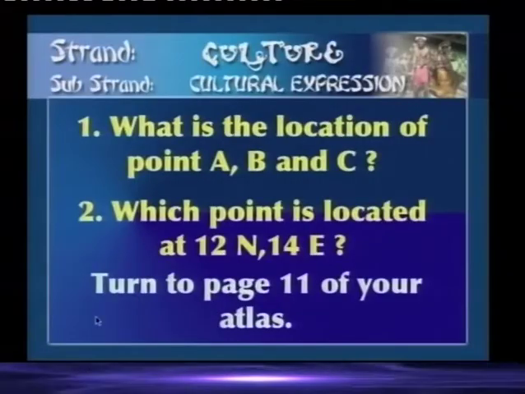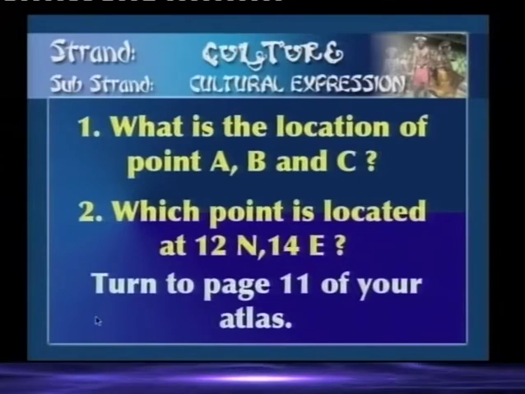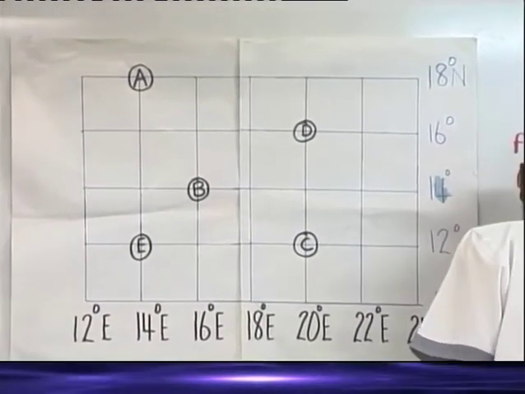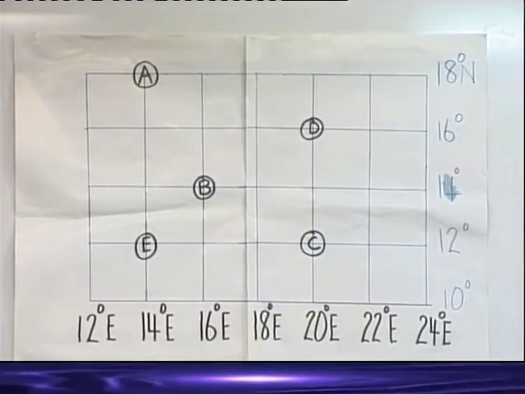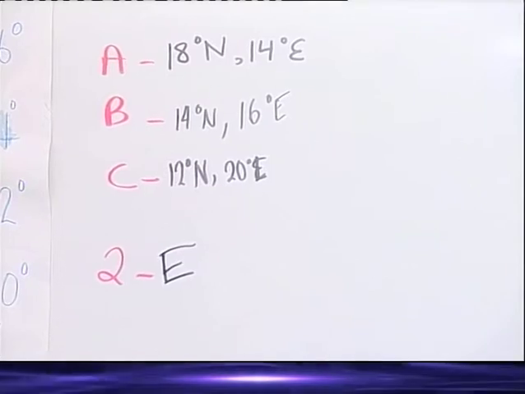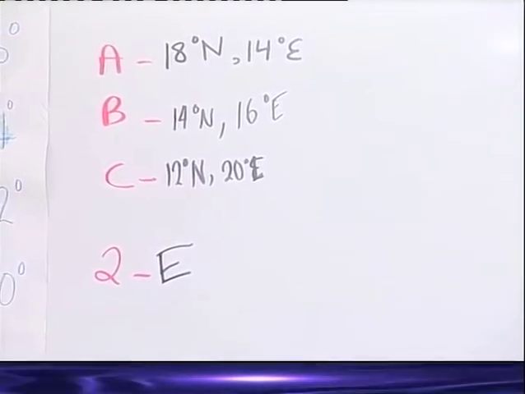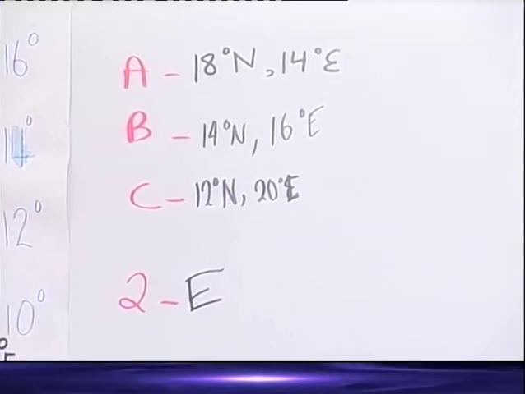Andrew, can you come up and write your answer, please? Receiving students, go up and write your answer for question 2. Which point is located at 12 degrees north and 14 degrees east? Yes? Okay, very good. Letter E, or point E. 12 degrees north and 14 degrees east.